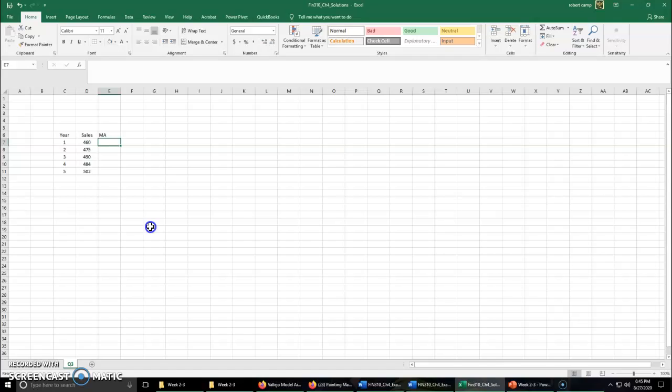And so I can't do it for anything until year 4 because I need 3 years previous to do it. So we'll just average out these 3. That gives me my 3-year moving average. So my prediction for year 4 would have been 475, and we can do it for year 5. So we have 2 years of data that we can work with.